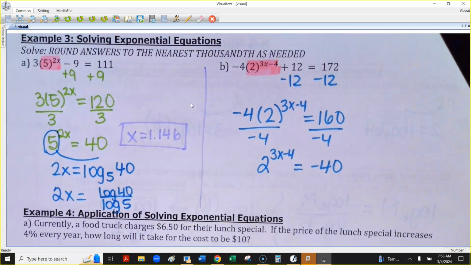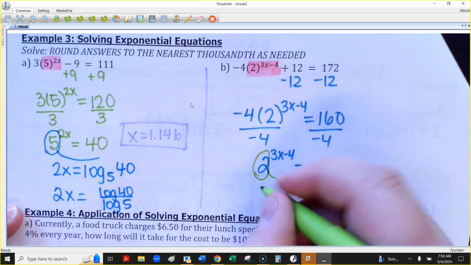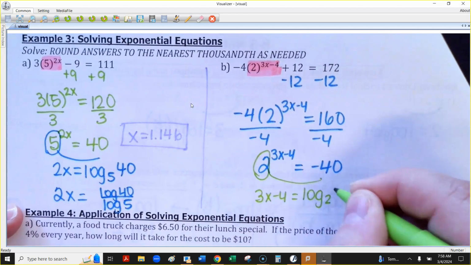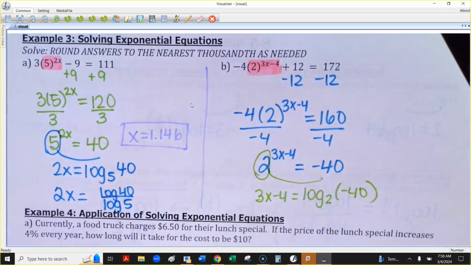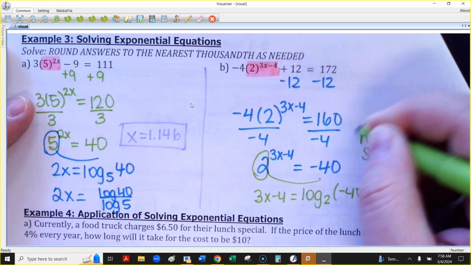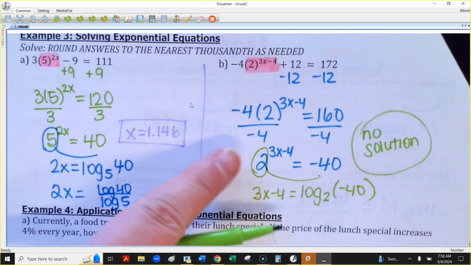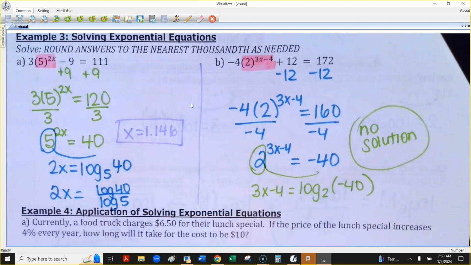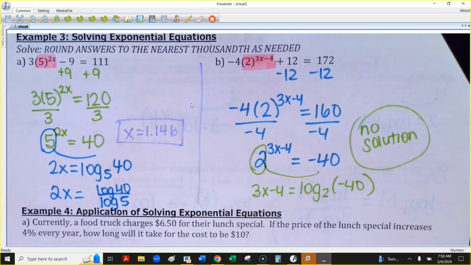Okay, can anybody tell me the answer to this question right now? No solution. Okay, now, I know that real quick. If you kept going, we swing this over, and that 3x minus 4 goes down on the level of the rest of the question, we'd have log base 2 of negative 40. You can't take the log of a negative number. So, no solution here. There's nothing you can plug in there to make that negative, because your exponent can give you a fraction, but it cannot give you a negative number.